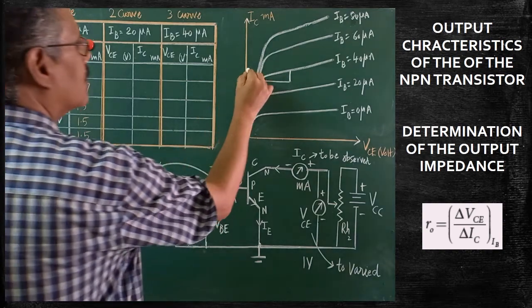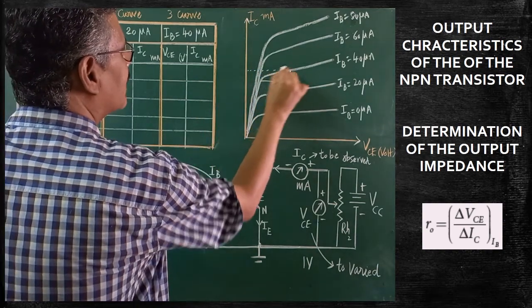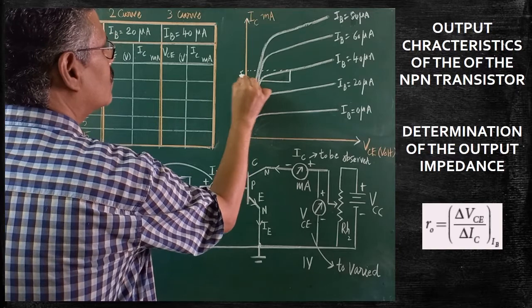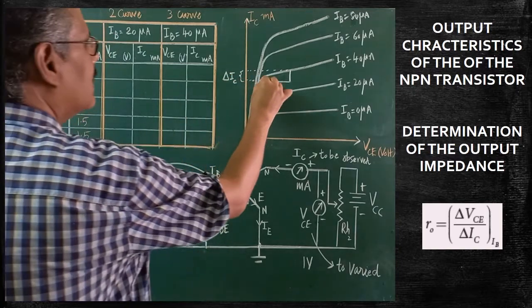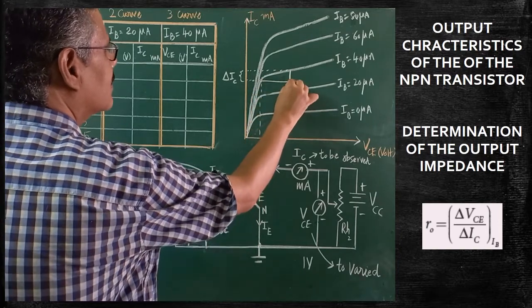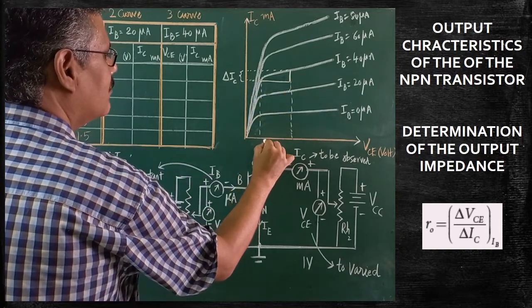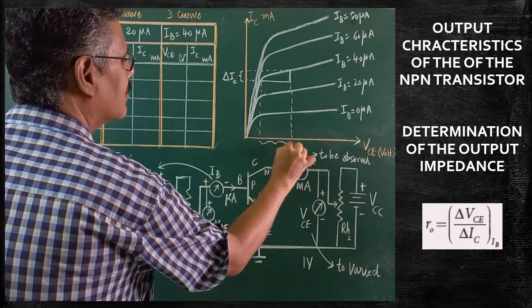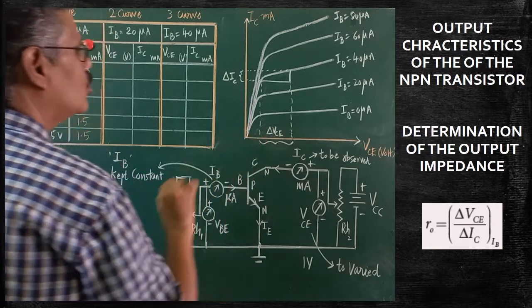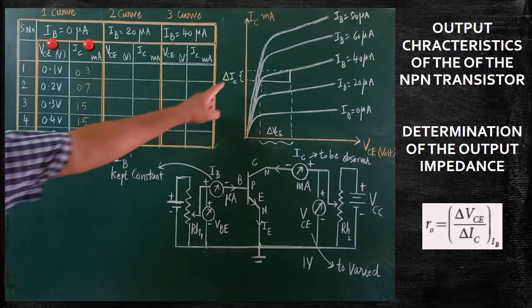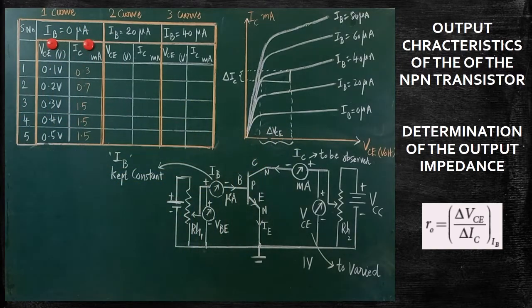Now, extend the line from the y-axis. This gives you the difference in IC. And the corresponding change in VCE can be measured. That portion gives you del VCE, the difference in VCE. So with the help of del IC and del VCE, we are able to get the output impedance. Again, to calculate the output impedance, we have to use Ohm's law.